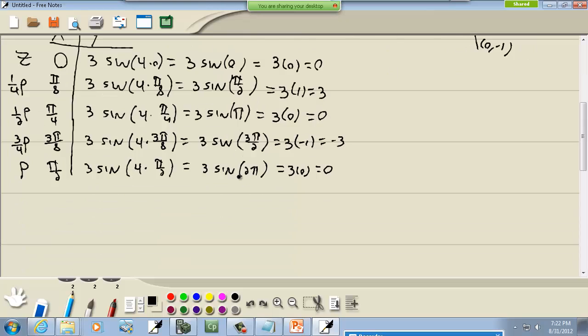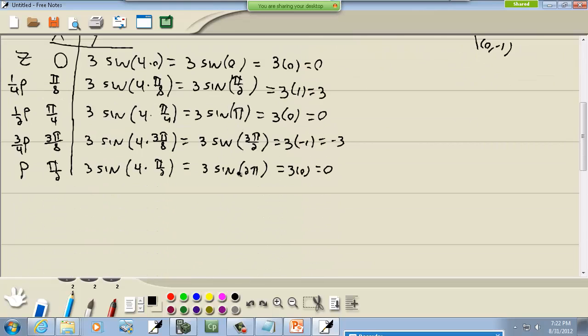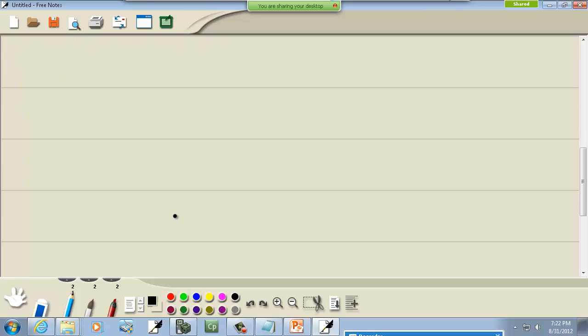Okay, let's plot these points. Now I'm going to shift it right pi over 4 places, so keep that in mind. Okay, I'm just getting the visual here. This is going from 0 to about 1.5, going up to 3 and down to negative 3.